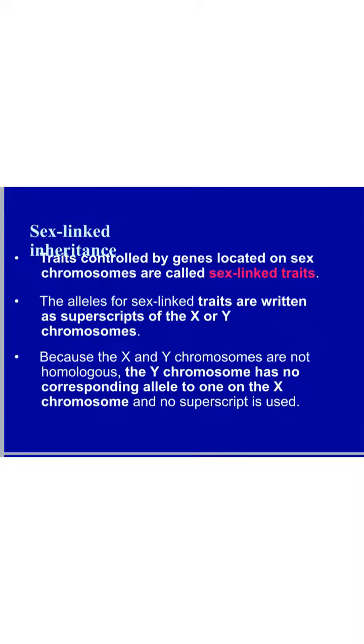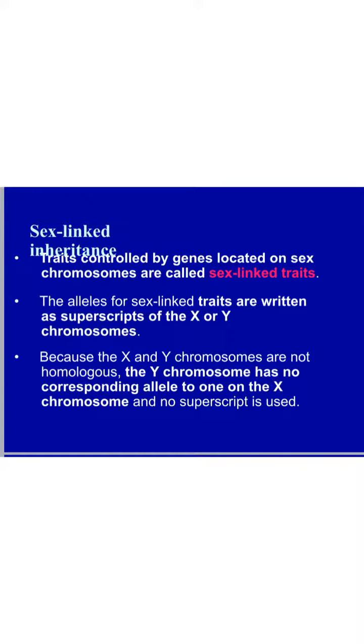So, sex-linked inheritance. These are traits that are controlled by genes located on the sex chromosomes. These are called sex-linked traits. All the other Punnett squares that we've been doing dealt with autosomal chromosomes, so these are chromosomes numbered 1 through 22. Now we're looking at the genetics that deal with the traits, alleles, located on chromosome number 23, which is our sex-linked traits.